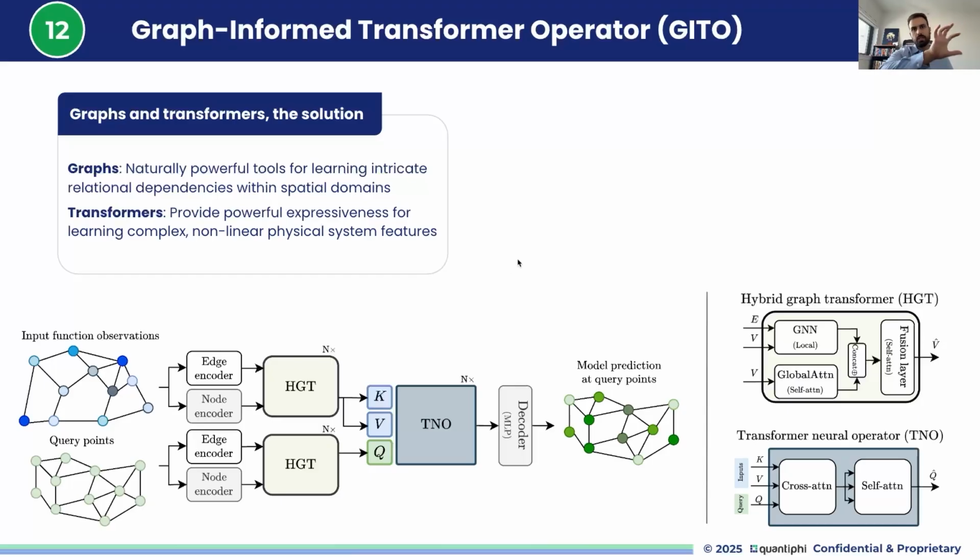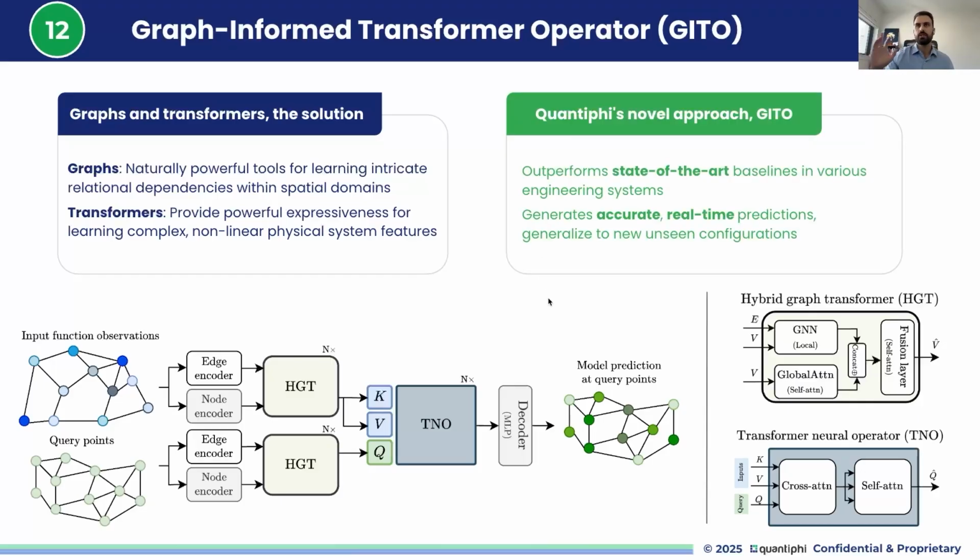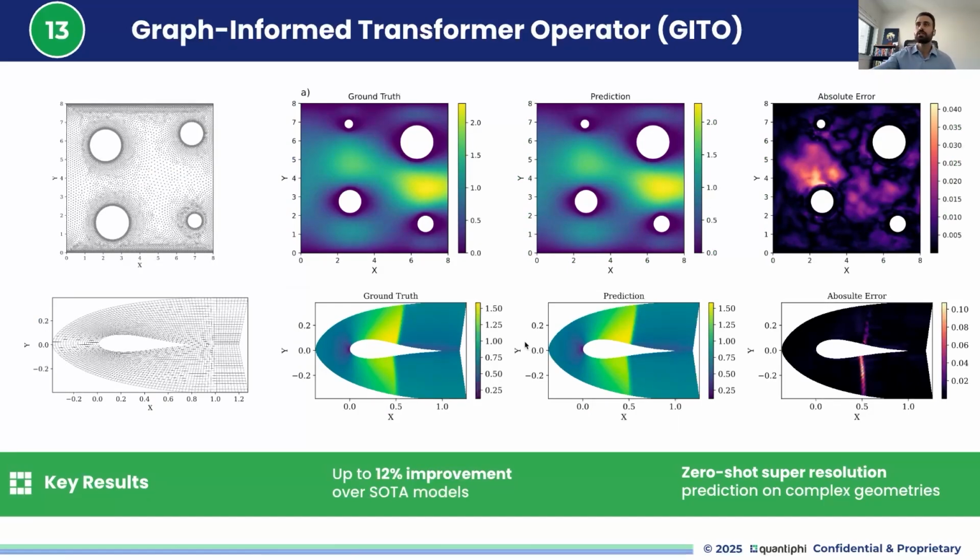So at the bottom, you see the architecture of GITO. I'm not going to go through the details, but what we achieved with this architecture is we were able to outperform state-of-the-art baselines in many engineering settings, and also we were able to achieve accurate real-time prediction and generalize to unseen geometries.